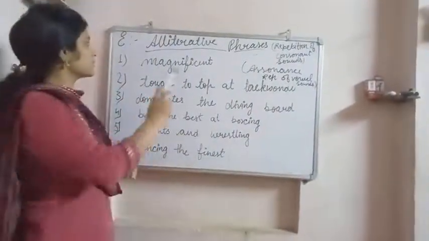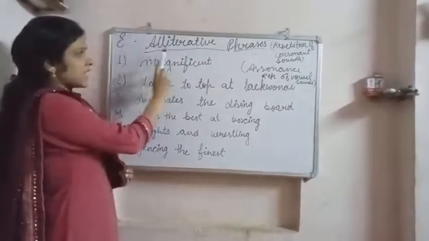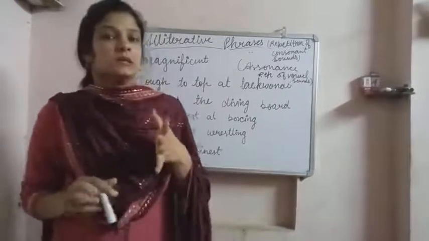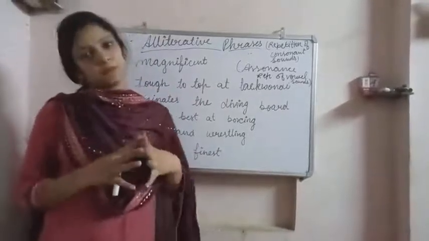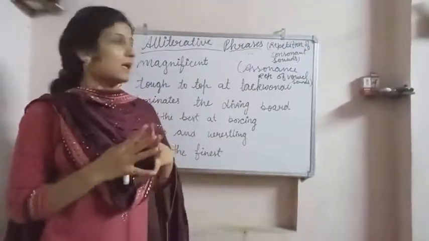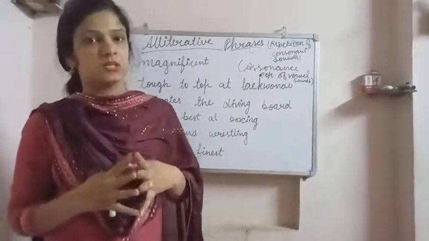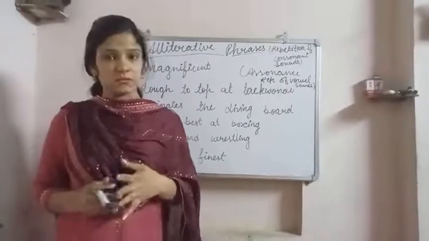Now let's come to part E. It is alliterative phrases. What do you mean by alliterative phrases? During the reading of the poem, you were told the term alliteration. It is a figure of speech. What do you mean by figure of speech?